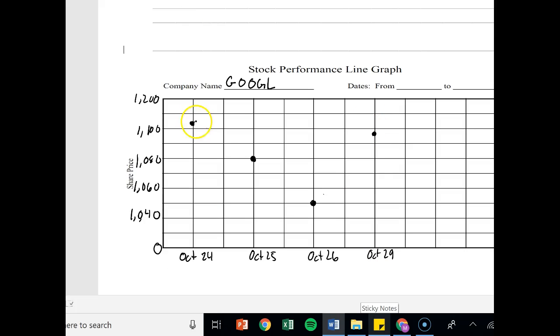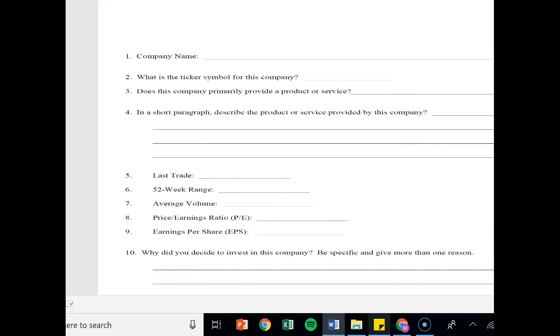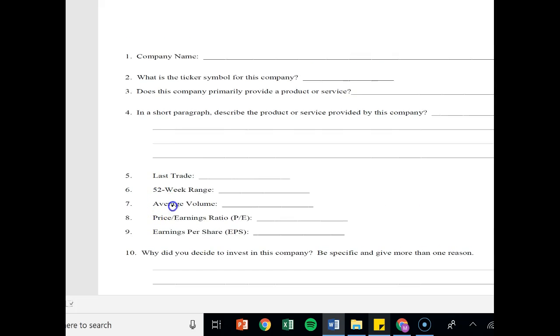So then you take your pencil and try and connect these as straight as possible. So this is your 5-day graph. This was from October 24th to October 29th. Okay, and that's how you make the graph. So now your responsibility is to pick an entirely new company. Remember, average volume is going to be your market cap, and your earnings per share is just going to be your number of shares. And you're going to fill out this information just like we did on the front.